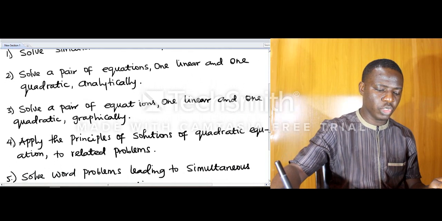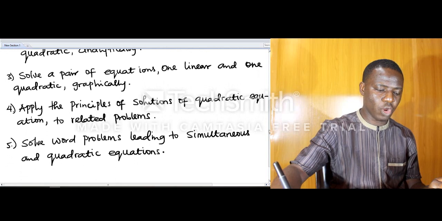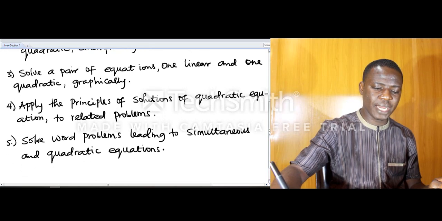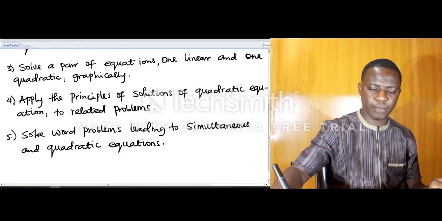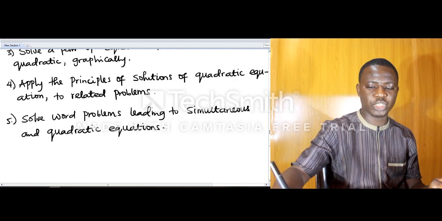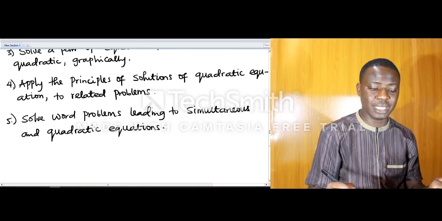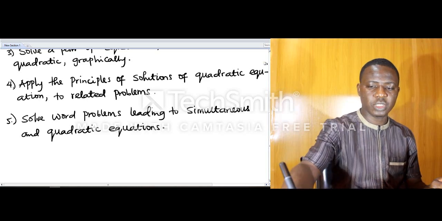3. You should be able to solve a pair of equations with one linear and one quadratic graphically. And also, you should be able to apply the principles of solutions of quadratic equations to related problems. And finally, you should be able to solve word problems leading to simultaneous and quadratic equations, be it linear or quadratic.